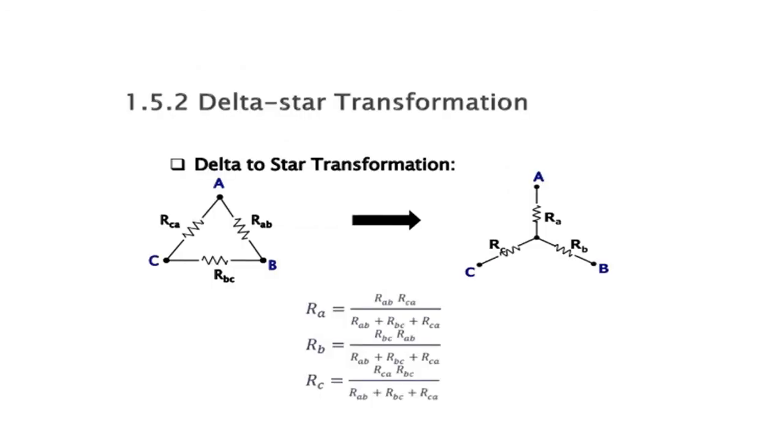Next we are going to see about the delta to star transformation. So for converting delta to star, we are using the following three equations. That is RA is equal to RAB RCA divided by RAB plus RBC plus RCA, and RB is equal to RBC RAB divided by RAB plus RBC plus RCA, and the RC value we are equating as RCA RBC divided by RAB plus RBC plus RCA.